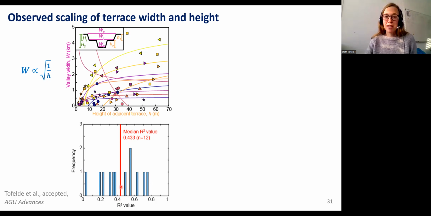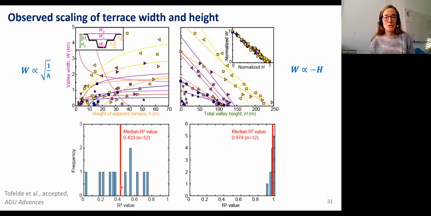But then we made a quite interesting observation. What we observed is that at each of these 12 sites, the width of the valley floor shows a very strong negative linear relationship with the total valley height. So it's not related to the height of the terrace that is directly eroded by the river. It seems to correlate very strongly with the height of all terraces that are above the river. Also for this linear regression, we calculated the R-square values, and you can see down here that they are all above 0.9, with a median R-square of 0.97.